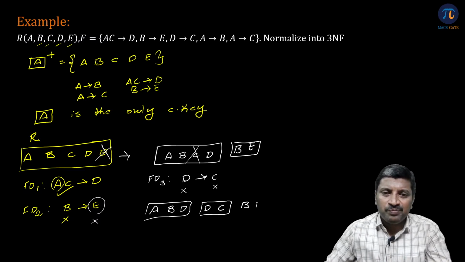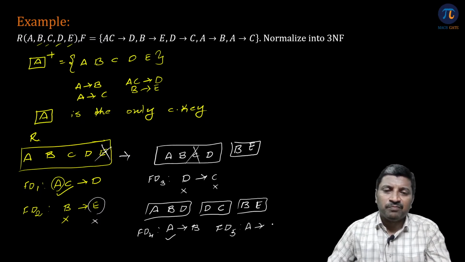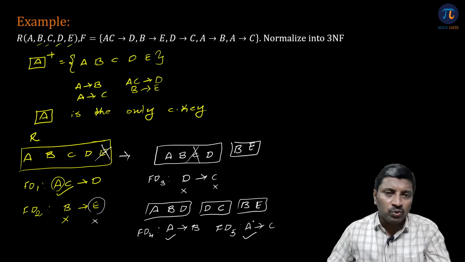The next one is B, E. What about the remaining two functional dependencies? A implies B. The left is a super key. He is following rules. What about the next one? A implies C. He is also following the rules.